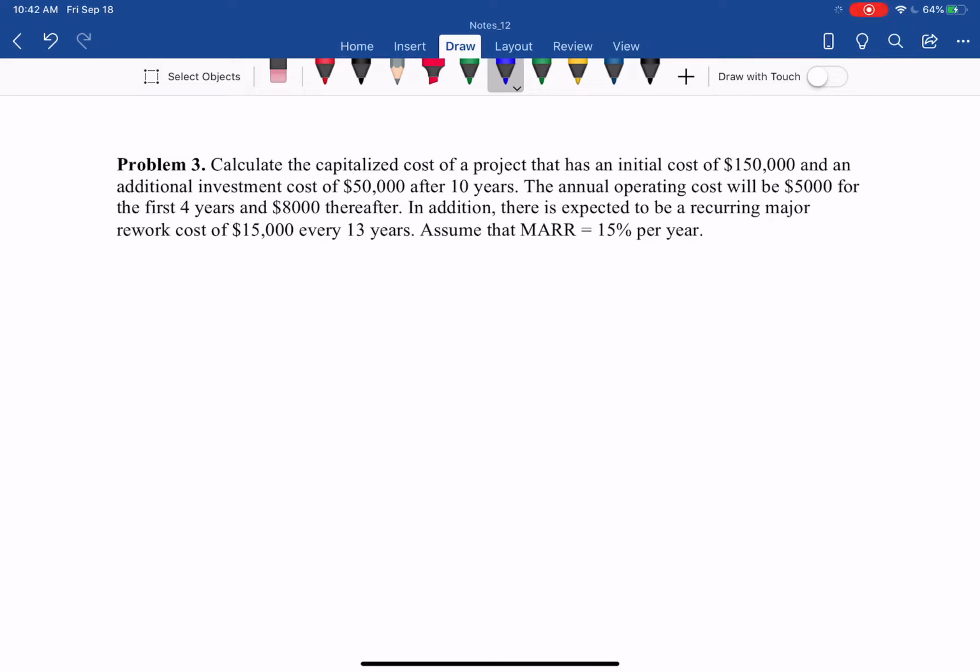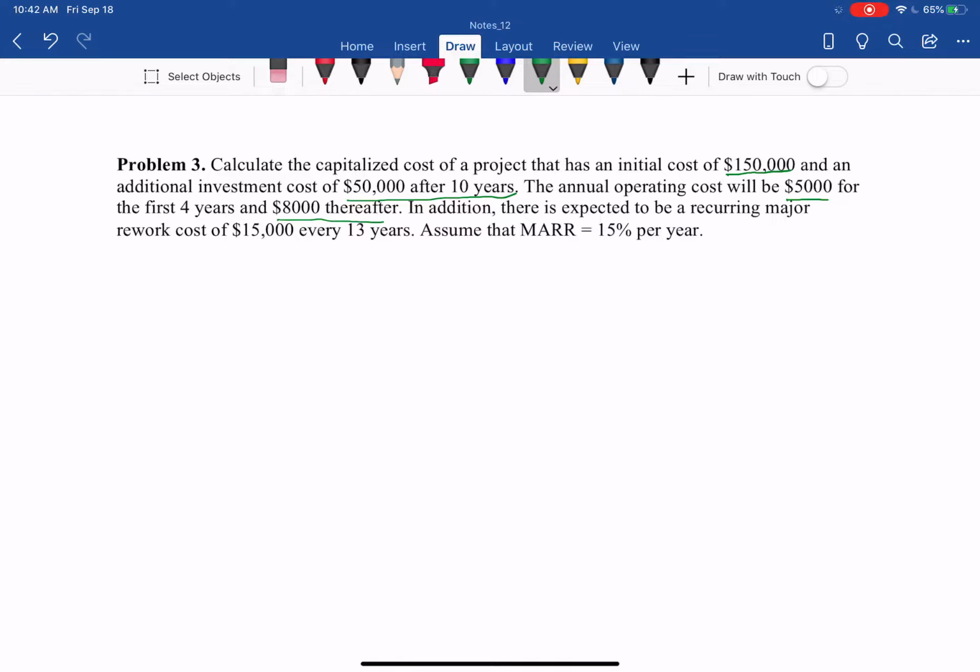Problem 3 in capitalized cost. Calculate the capitalized cost of a project that has an initial cost of 150,000 and an additional investment cost of 50,000 after 10 years. The annual operating cost will be 5,000 for the first 4 years, and 8,000 years after. So from year 5, 8,000.